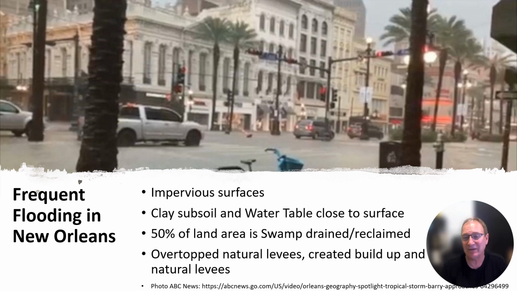And even if it did, the water table is very close to the surface. And so somewhere between the water table being close to the surface, the clay subsoil, and the impervious surfaces, those three things conspire to really create challenges for us. I'll also talk about how the swamp was drained, and we created a lot of reclaimed land shortly, because that actually had a purpose to it, that had intended consequences as well as unintended consequences.